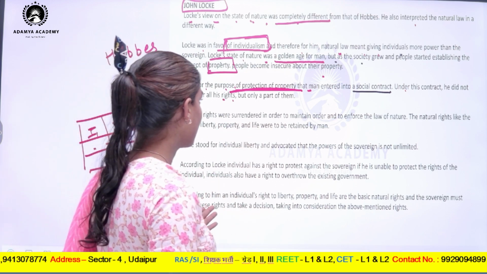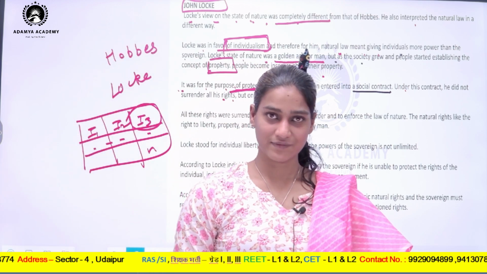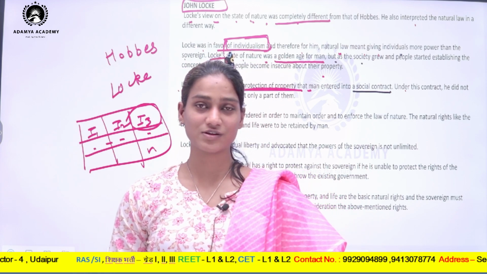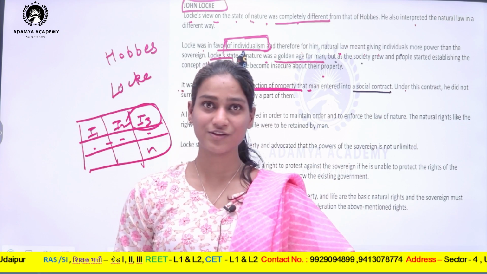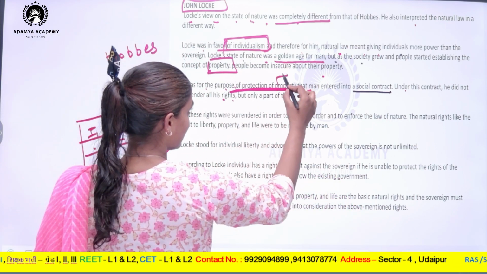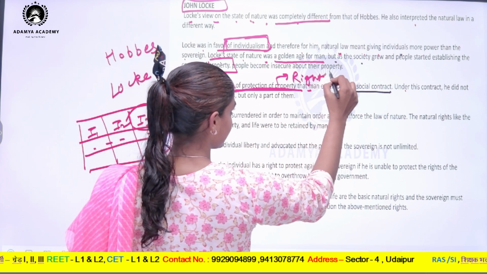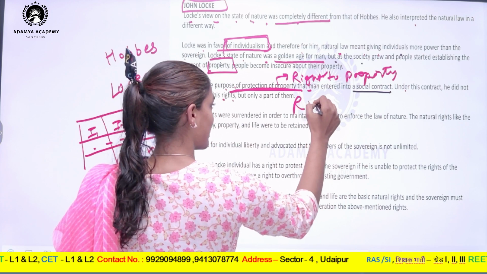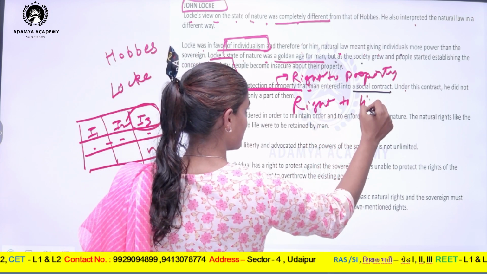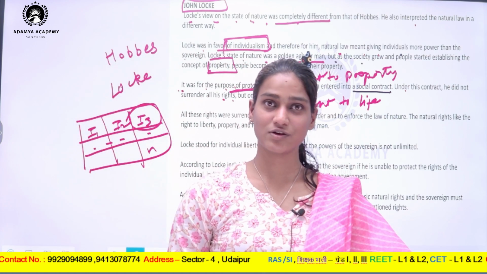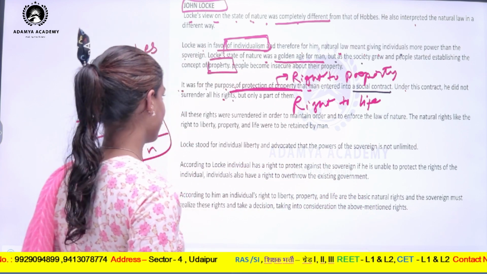So this is what I have told you, that Locke believed that all the rights should not be taken away by the sovereign. Individuals should also have some rights. And what are those rights which the individuals should have? One of those rights is the right to property. Another right is the right to life, which the sovereign in no circumstances should take away, is what Locke has to tell about.